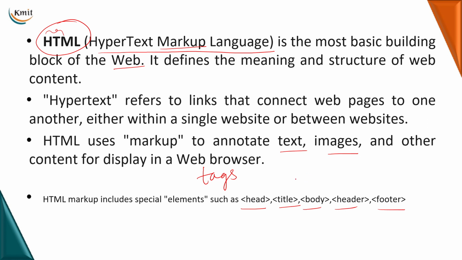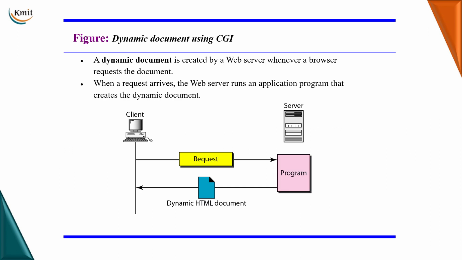You have different types of tags available for HTML documents. Now coming on to the second type of document, that is the dynamic document. Dynamic documents are created by the web server. They are not already fixed. They are being created by the web server whenever the client or the browser requests the document.